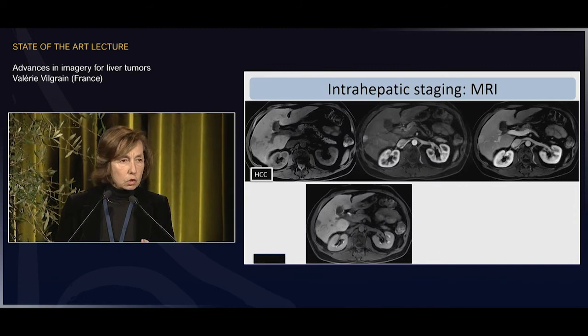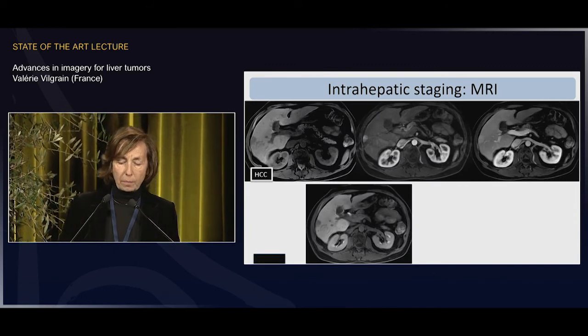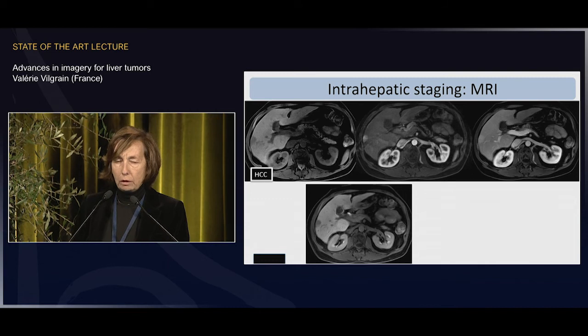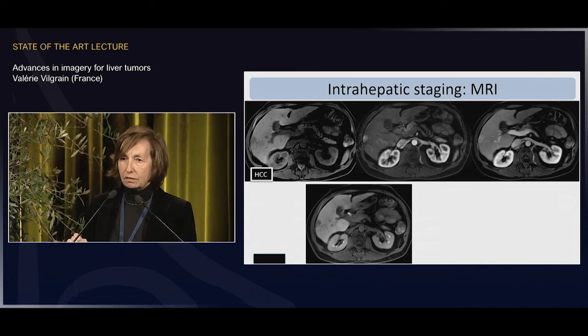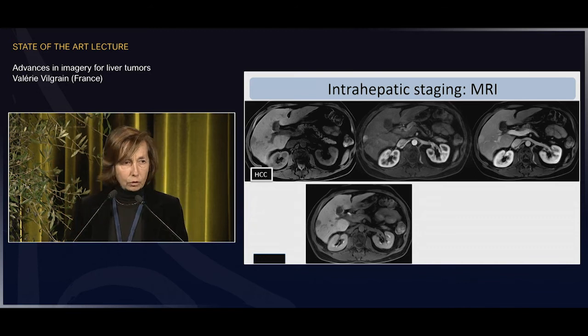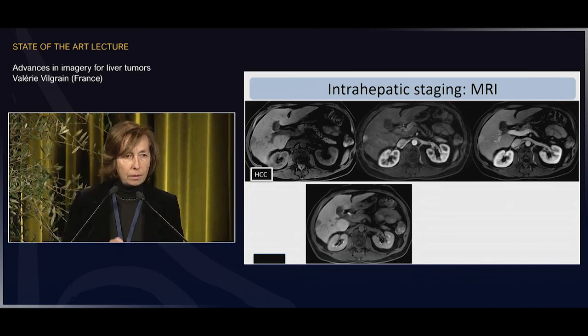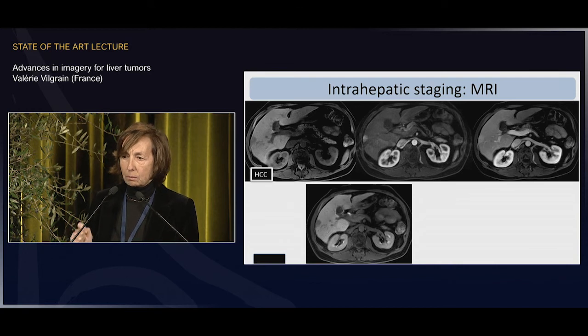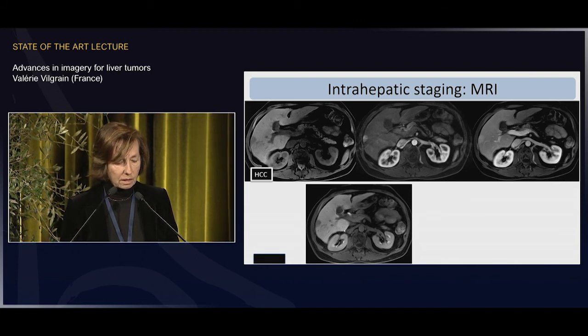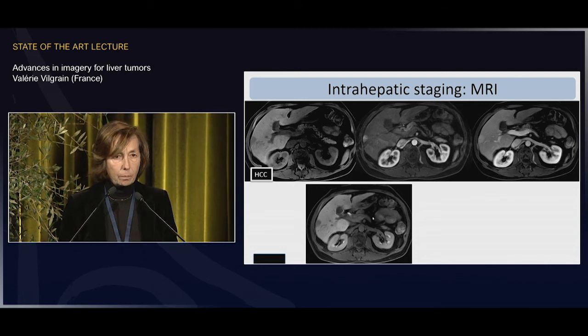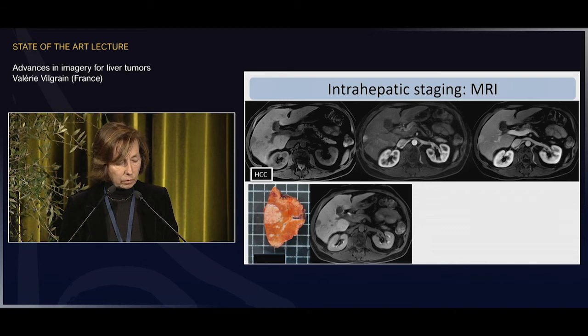So I just want to stress the intrahepatic staging. If we consider a patient with HCC or a patient with liver metastasis, I have just one message for you, a very simple one. MRI is the imaging modality for staging. Let's see an example of a small HCC here. This is the arterial phase, the portal venous phase, and this is the hepatobiliary phase. The patient had a resection, and this is the specimen with the tumor.